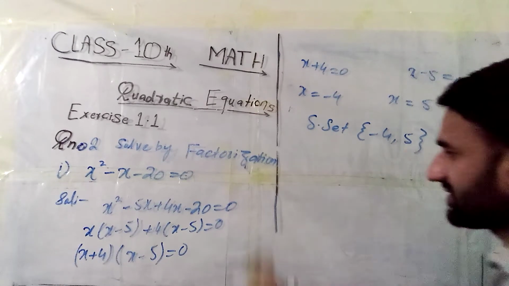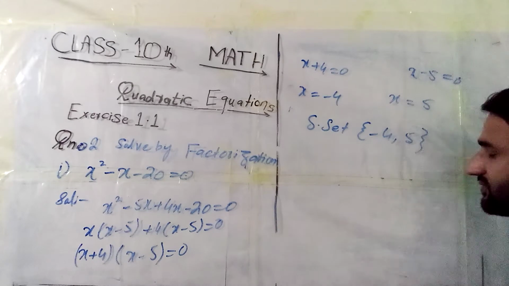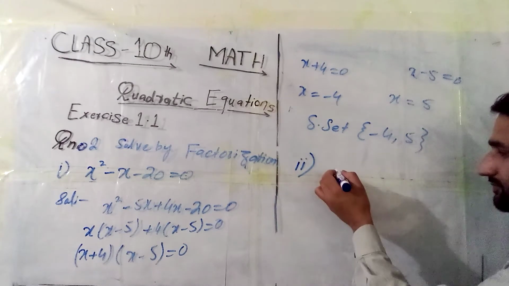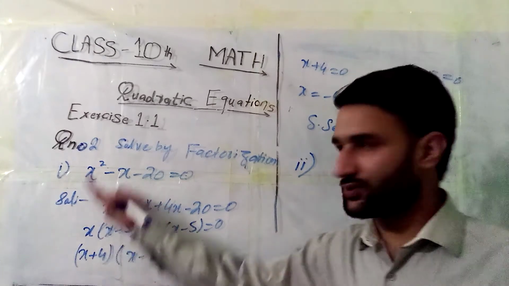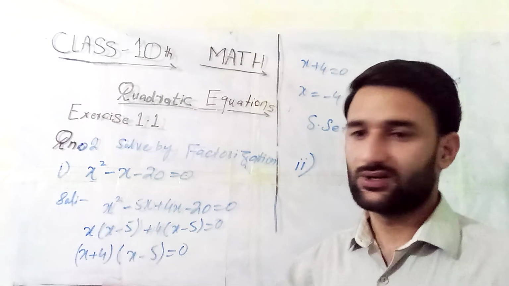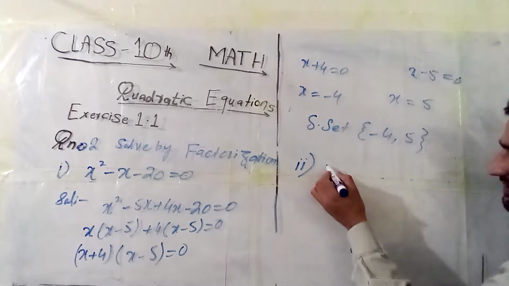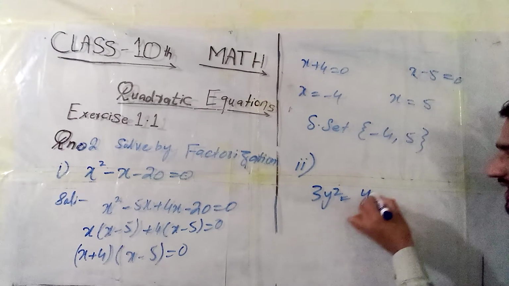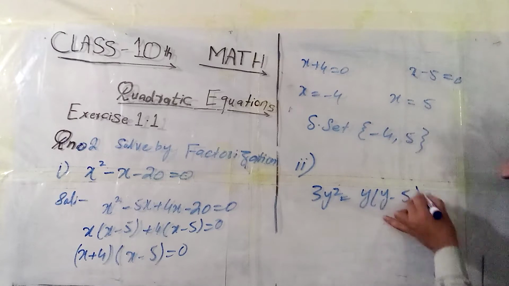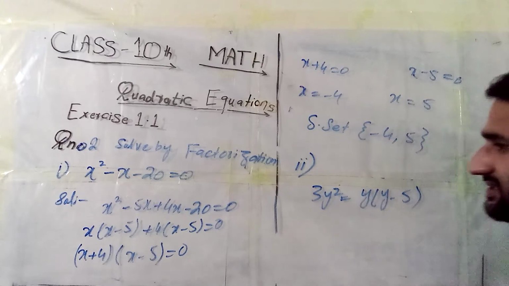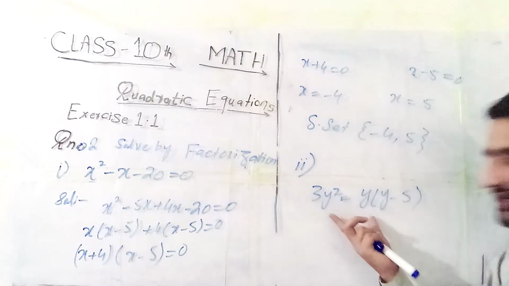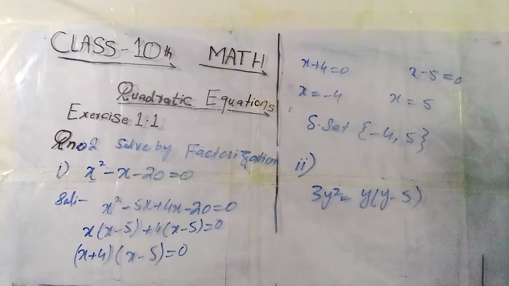So I move forward. What is the next question? So this is the general procedure. You can find the solutions, right? If I move forward, the next question is 3y squared is equal to y into y minus 5. This is question number 2 of the first part. Now how can you find the solution by this method?